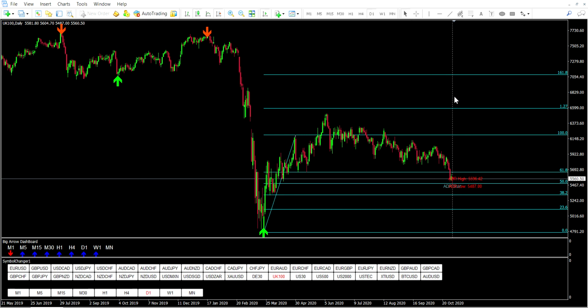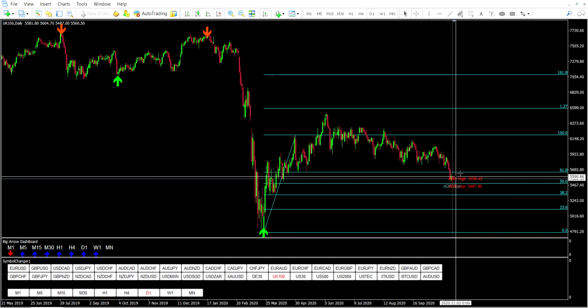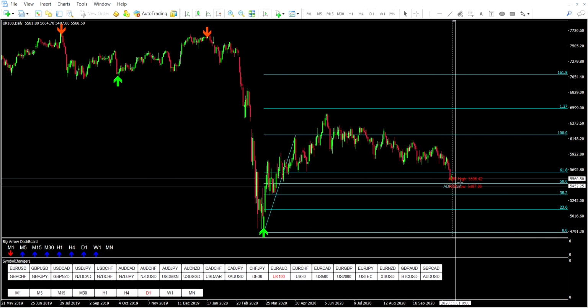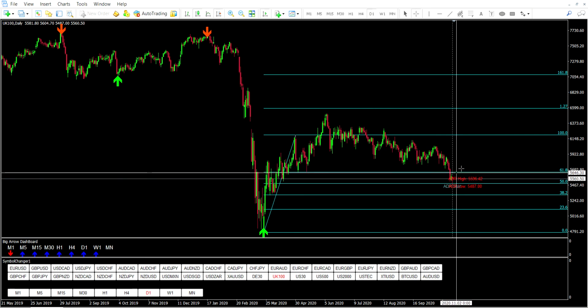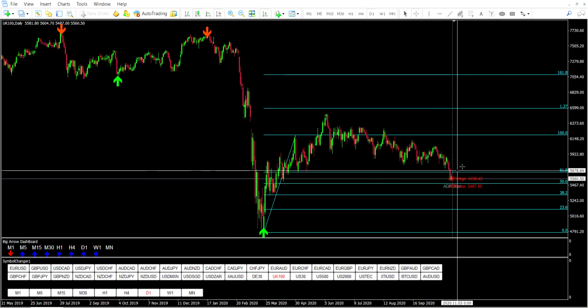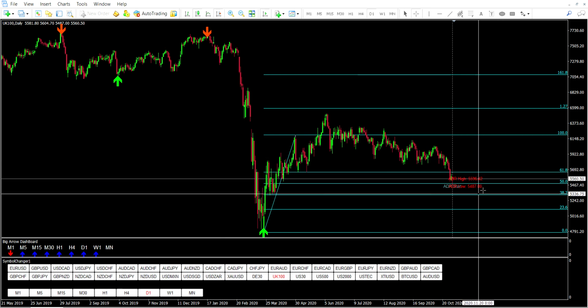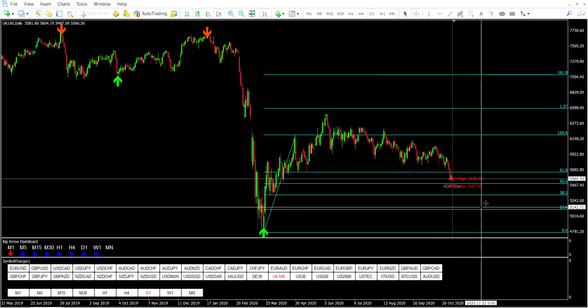So this is a good one. If you can handle it, this is a good one to get in. Put your stop loss just below 50% level, let it ride. When you're getting good profit, move your stop loss into profit just in case it decides to come back down to the 38 or 23.6.